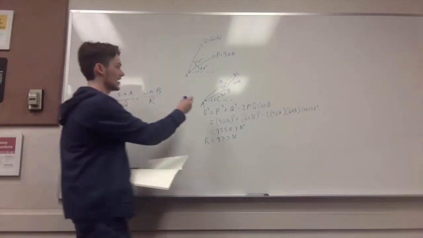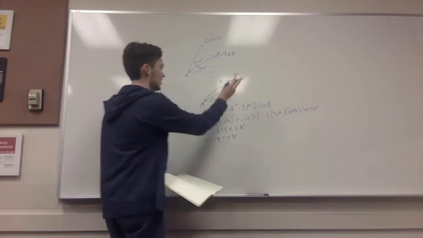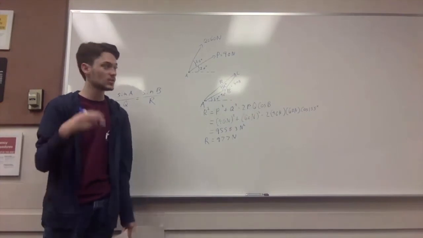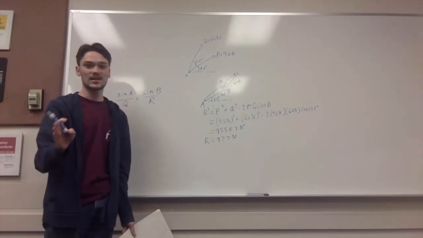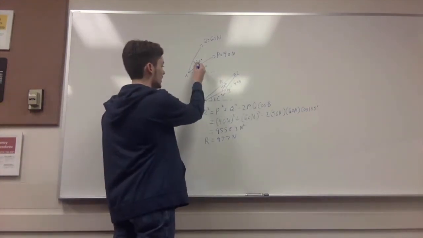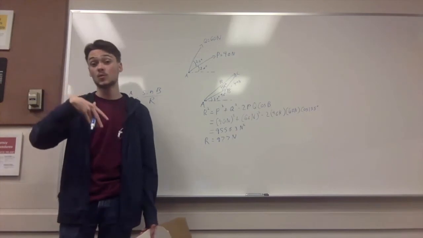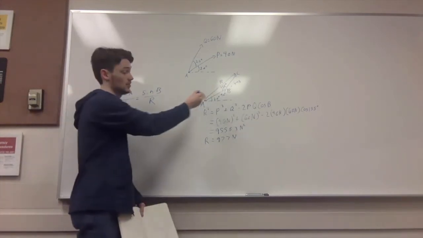Okay, so notice how, if we just continue along this line, it's a straight line. And as we all know, a straight line is just 180 degrees. And since this is 25 degrees off of this straight line, we just subtracted 25 from 180, and that's what got us this angle of 155.